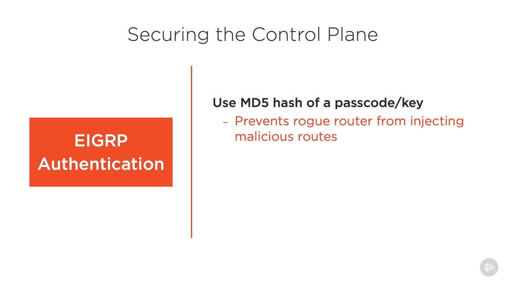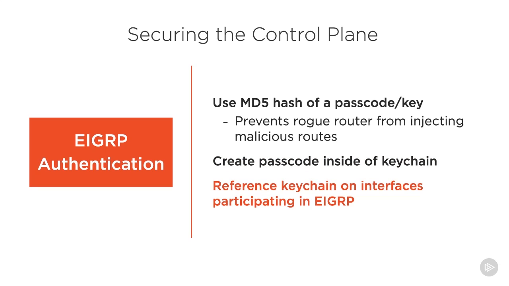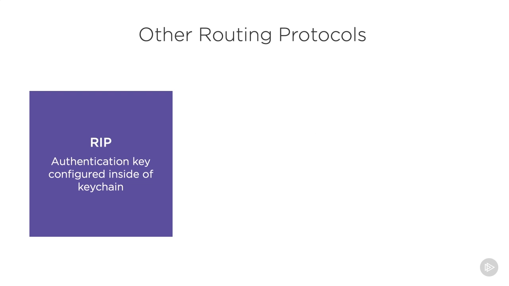This way, an attacker isn't able to place a device between the two routers and try to form an unauthorized EIGRP neighborship and inject malicious routes. For EIGRP, we first do this by creating a key inside of a keychain and then referencing that keychain on each interface that is participating in EIGRP. It is the same configuration for RIP, which we will configure in the next clip.